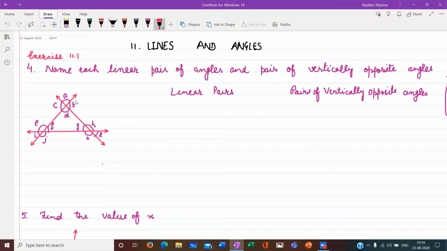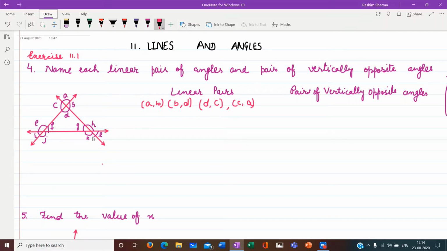So here first of all we will write linear pair. Linear pair means pair of angles on a line. So here this is a line and the other is also a line. So here A and B, B and D, D and C, C and A, they all are making a linear pair. So we will write the pairs of angles. First we will start with AB. Here we have AB, then B and D, then we have D and C, and then we have C and A. They are in linear pair.